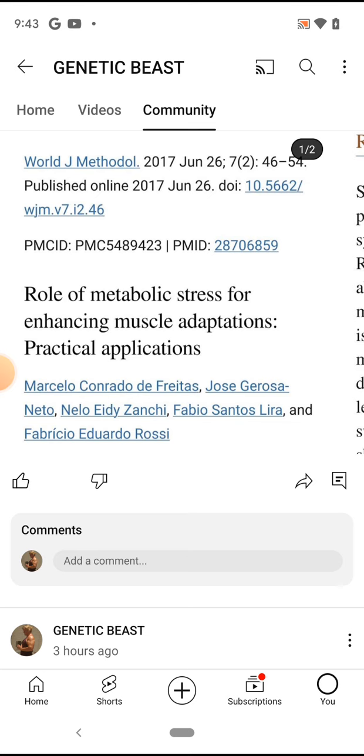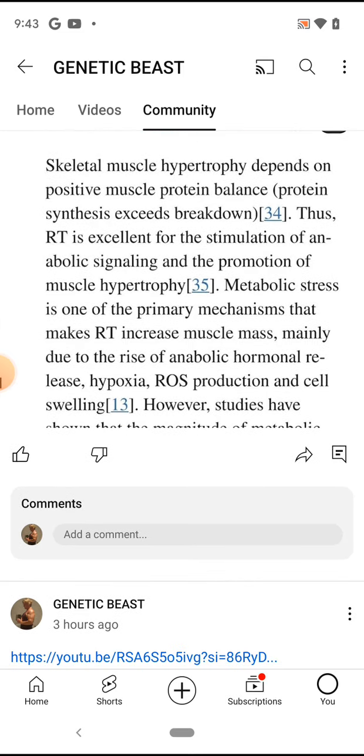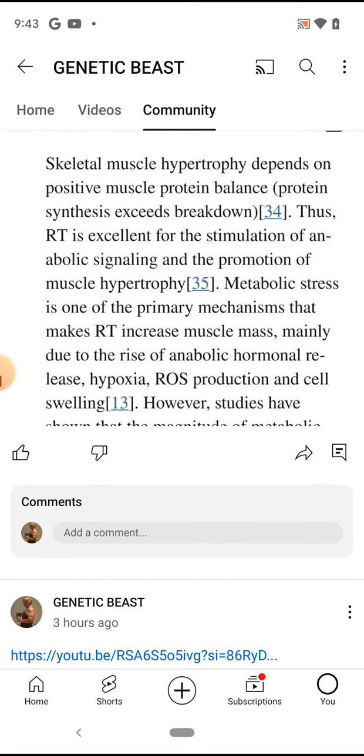They're talking about the role of metabolic stress. A metabolic stress is a cell swelling. You're swelling the cells, like it says here. It's through hypoxia and ROS. Yeah, hypoxia and ROS. It's swelling the cell. You're a chronic lifter in a gym and you're lifting, so your metabolic thing has changed.